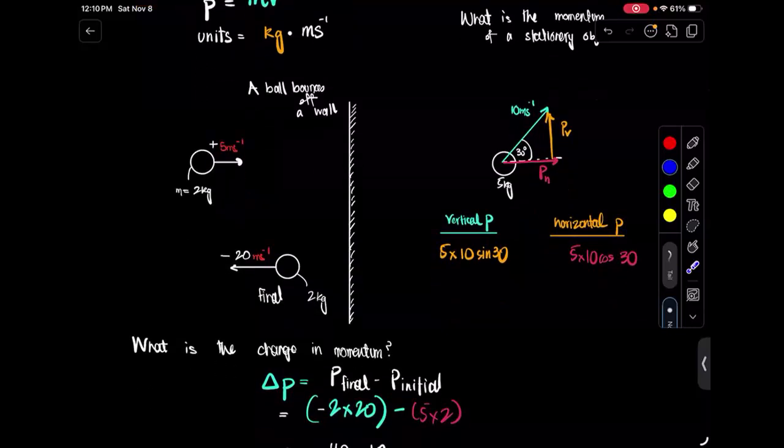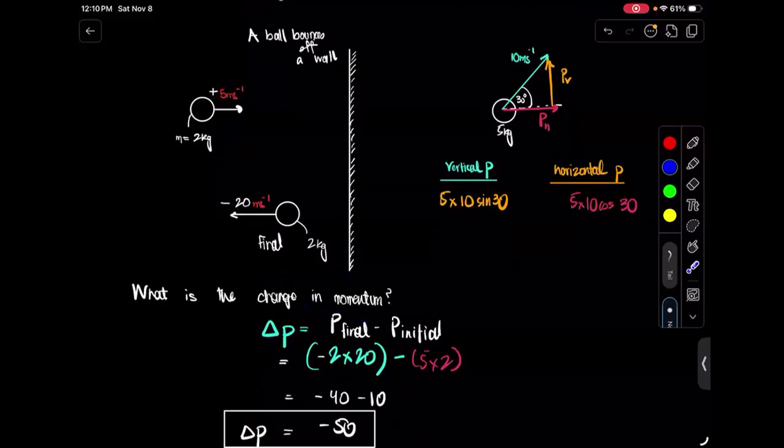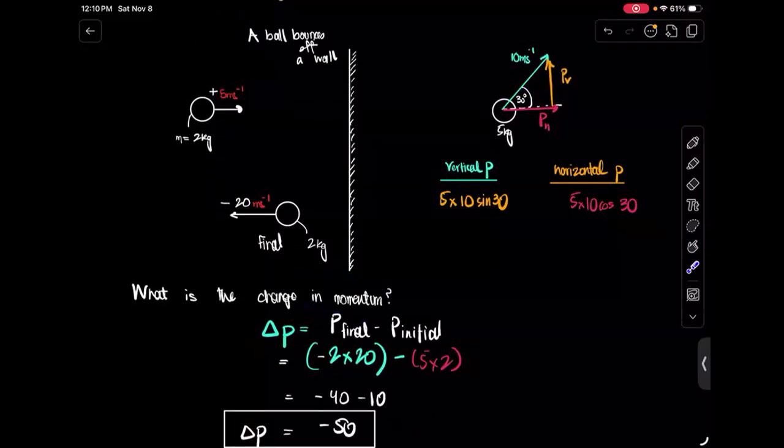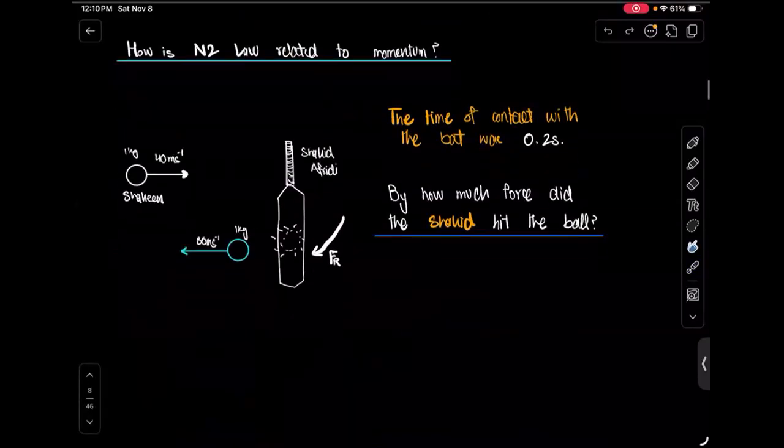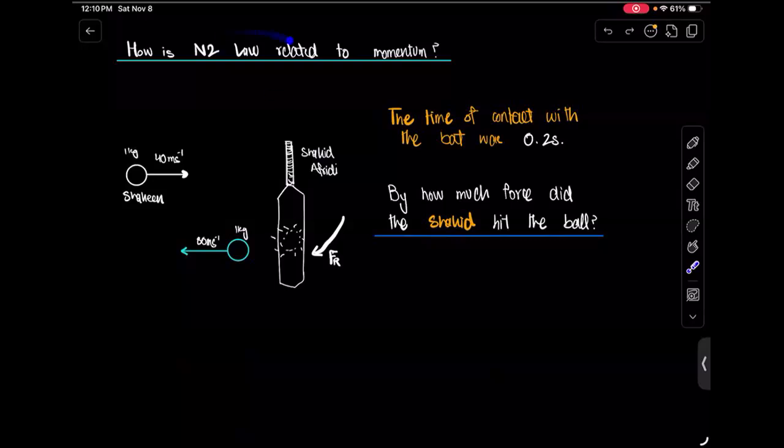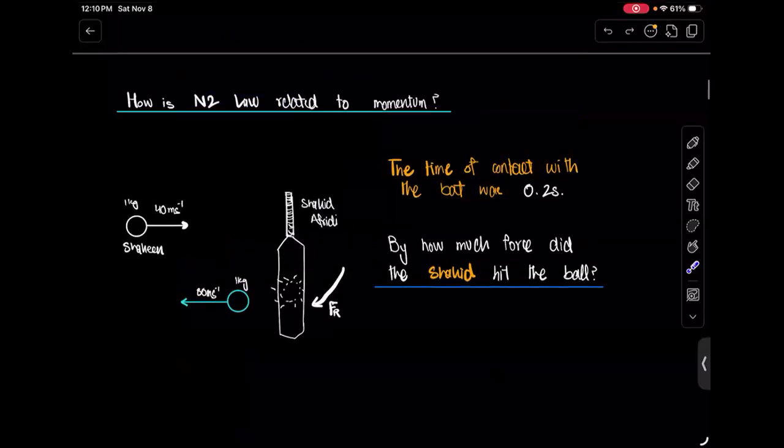If you have an angled momentum, if you want to find out the change in momentum, for example, you can simply use the final momentum minus initial momentum formula, right? Final minus initial. So make sure you're careful with the signs because they're a vector quantity. Okay, now question: how is it that Newton's second law is related to momentum?